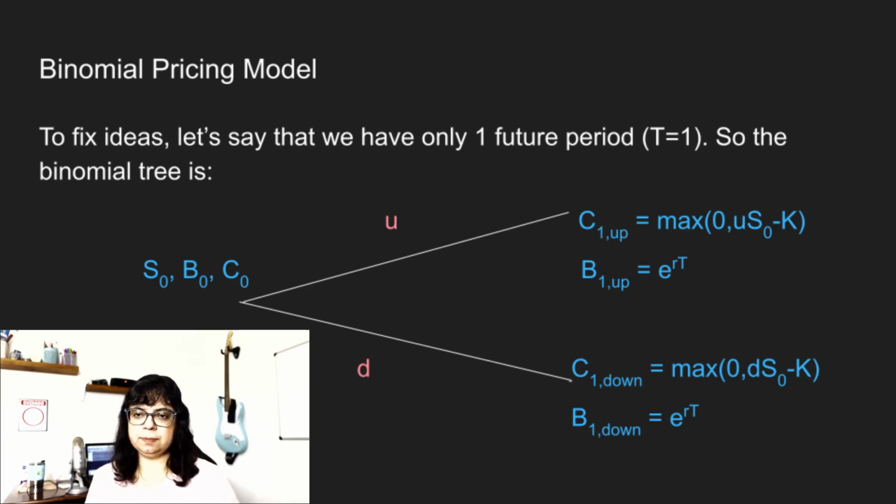In one direction, the value of the call option will be the maximum of 0 and the up factor U multiplied by the initial stock price minus the strike of the call option. In the other direction, the final value of the call option will be the maximum of 0 and the down factor D multiplied by the initial stock price S0 minus the strike of our call option K. So let's move on.